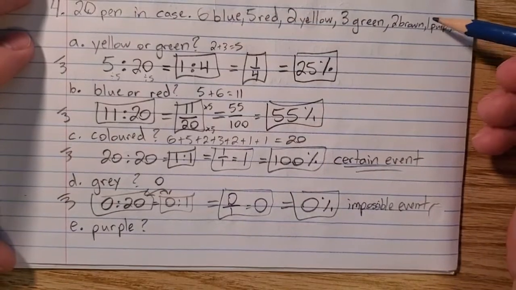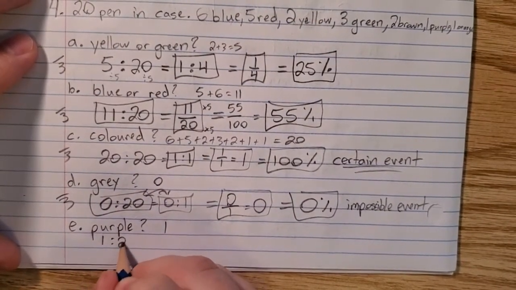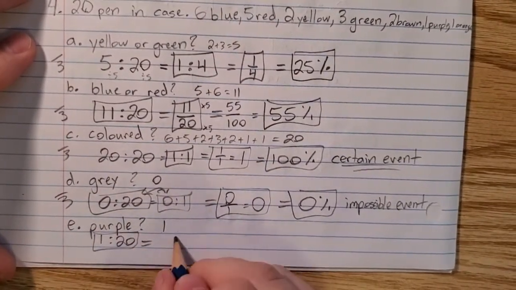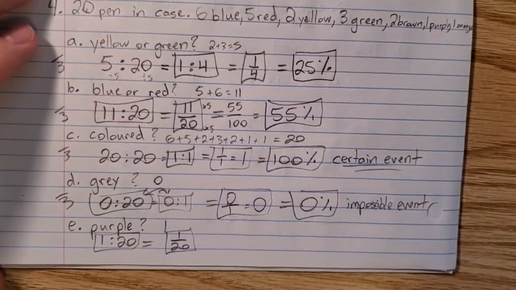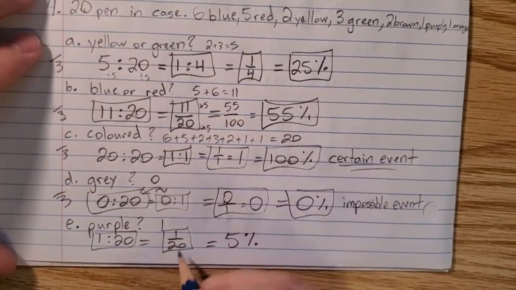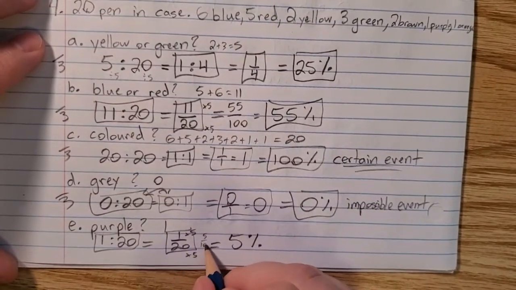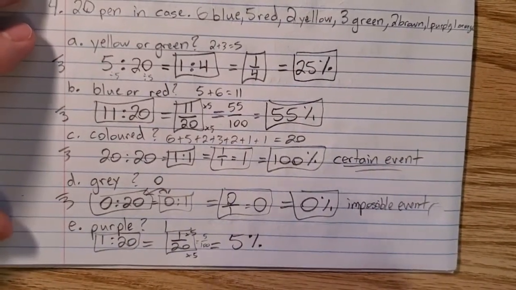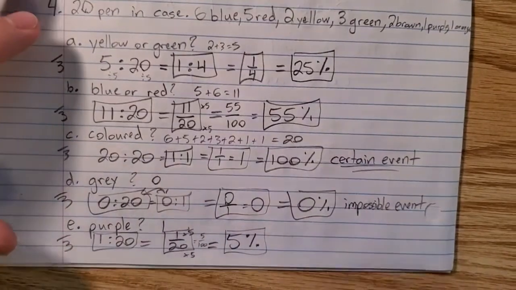And then finally, purple. Looking at purple, there's only 1 purple pen. So it's going to be a 1-to-20 ratio, which is a 1/20, which is a 5% chance. How did I do that? I multiplied both of these by 5, and I got a fraction that was 5 over 100. 5 hundredths, put 5 in my hundredth spot, and then turn it into percent from that decimal. And I ended up getting 5%. So that's out of 3.